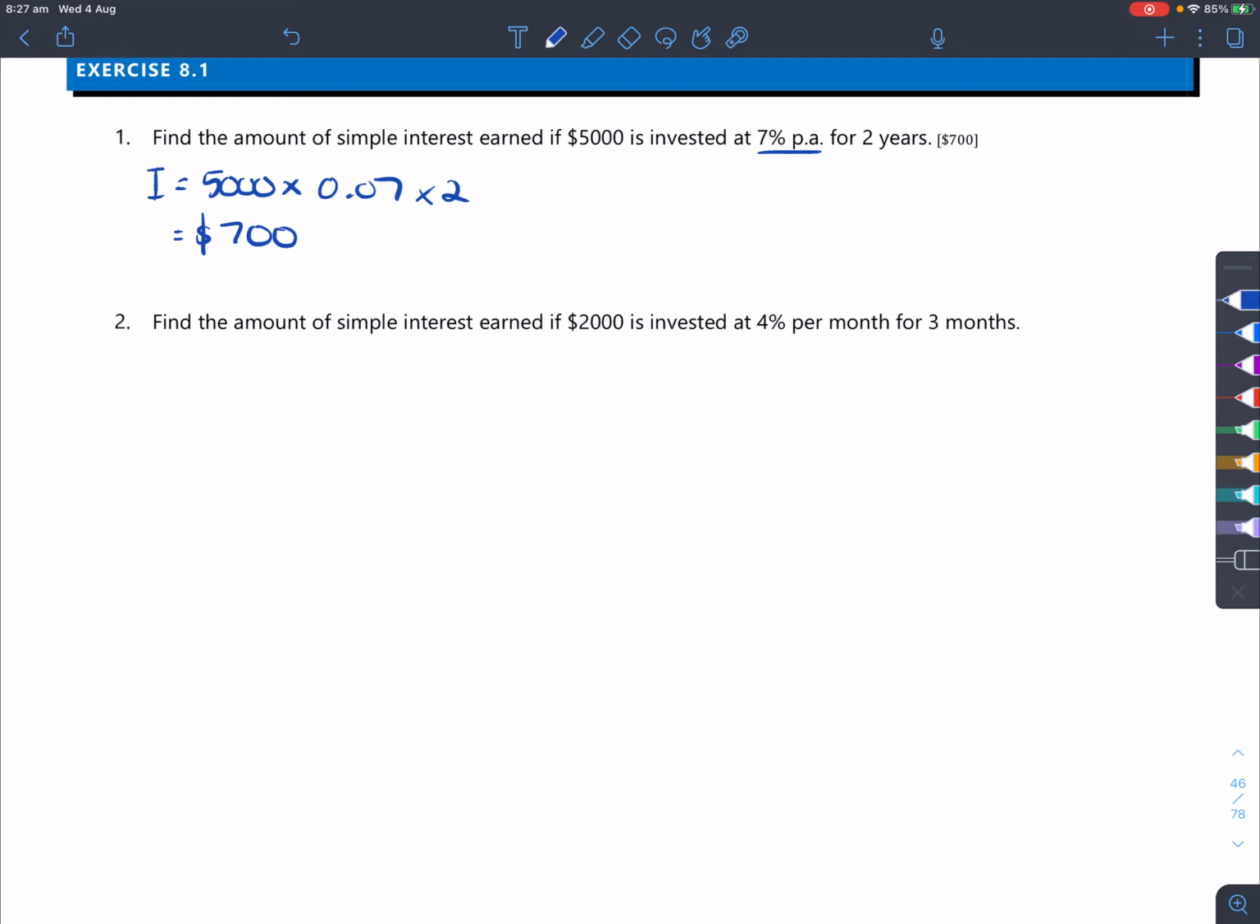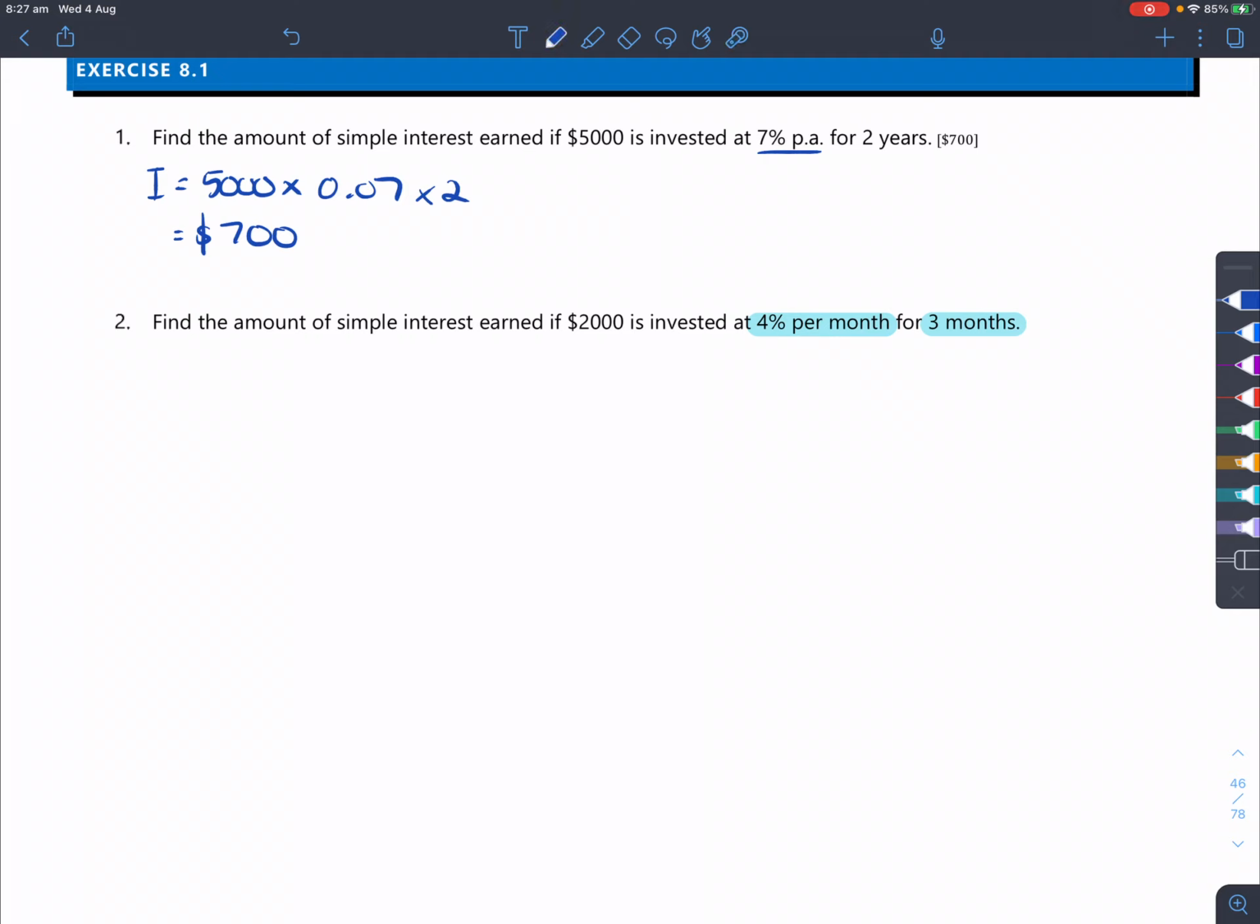Right, now, moving on. Find the amount of simple interest earned if $2,000 is invested at 4% per month for 3 months. With this type of question, it's 4% per month that is given by the bank for 3 months. Because these two are the same duration, do not divide this by 12, because it says per month. Usually if questions say 4% per annum, and then the time is in months, you divide this by 12. But this time you don't.